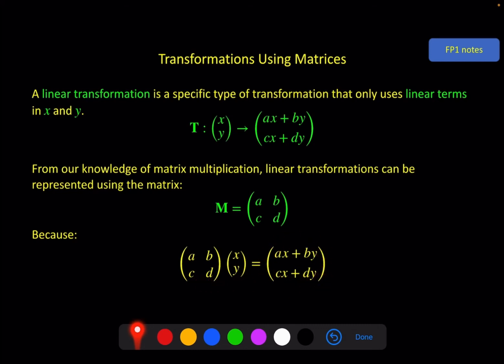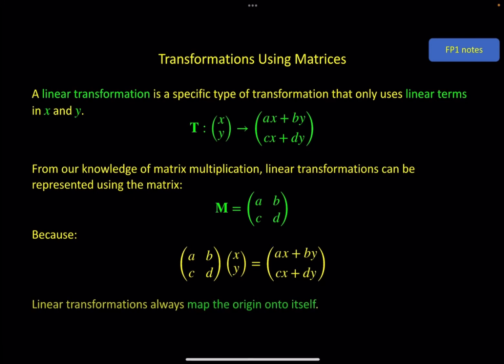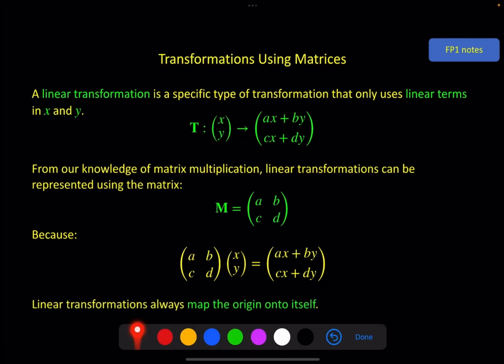And these are the only types of transformations that we'll be doing in this course. A final thing to say about this is that linear transformations always map the origin onto itself. If you have a 0 and a 0 here, there is no way you can get anything other than a 0, 0 out of this.